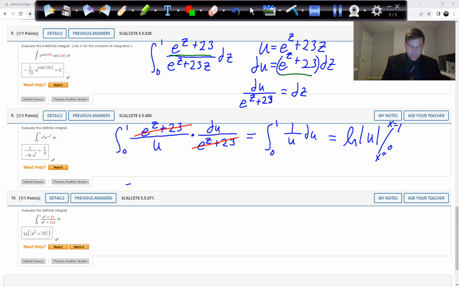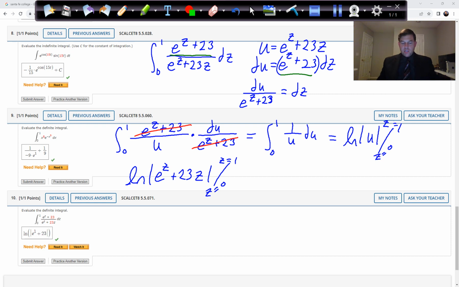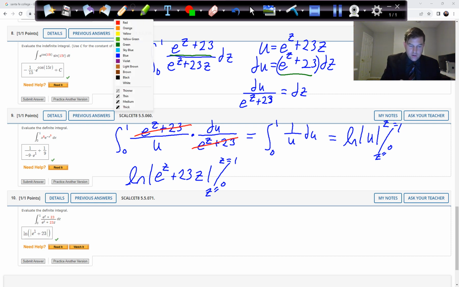So we have to first replace u with what it is, and it is e to the z plus 23z. Now we can plug in 0 to 1. And actually it's not x equal, it's z equal. So to know what variables we're using, we're using z in this case as our starting variable, and then we use u as what they call a dummy variable. It's a placeholder variable just to make the work easier, and then we can substitute it back out at the end.